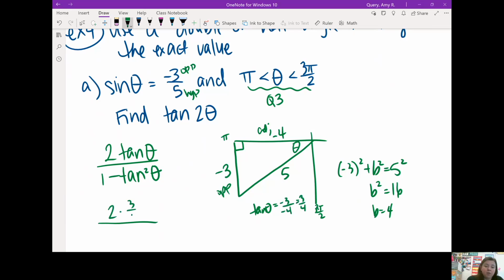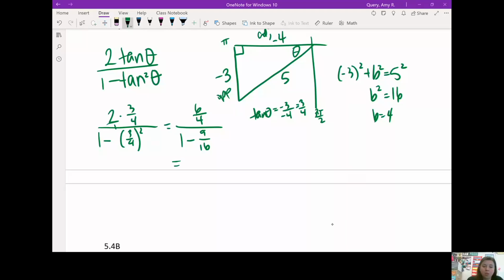So on top, I'm going to have 2 times 3/4, and on the bottom, 1 minus 3/4 squared. So on the bottom, 3/4 squared is 9/16. Up on the top, that 2 has a 1 underneath it, right? So the numerator is 6 and the denominator is 4. So let's just keep on doing the arithmetic to simplify this out. So the top is now going to be 3/2. The bottom, I have to get common denominators to add those together. So 1 is the same thing as 16/16. 16/16 minus 9/16 is 7/16.